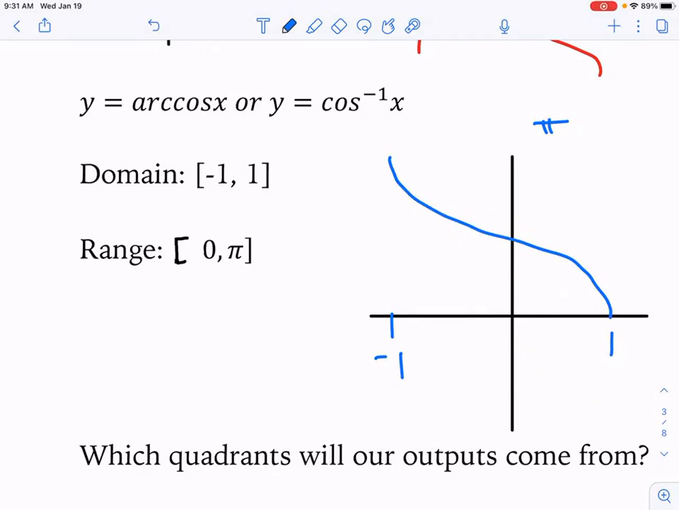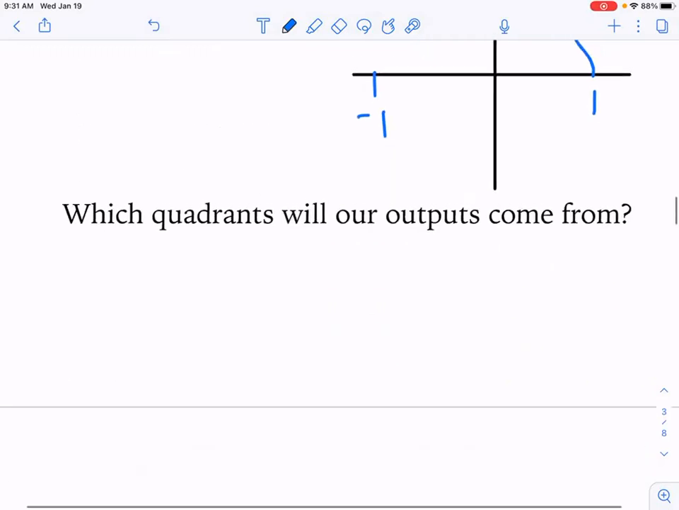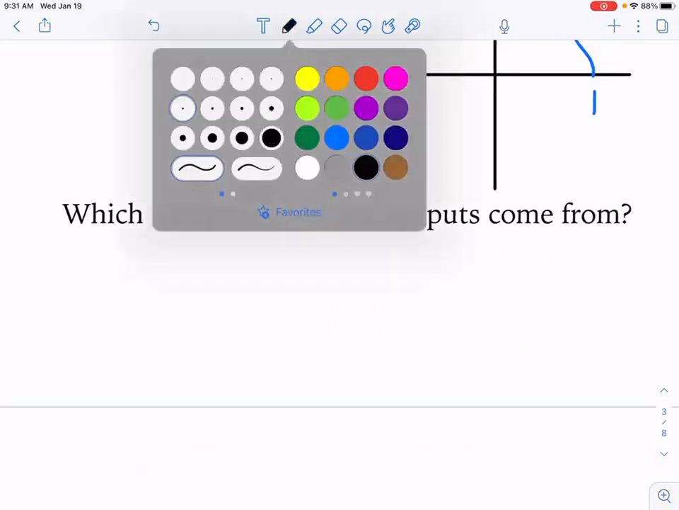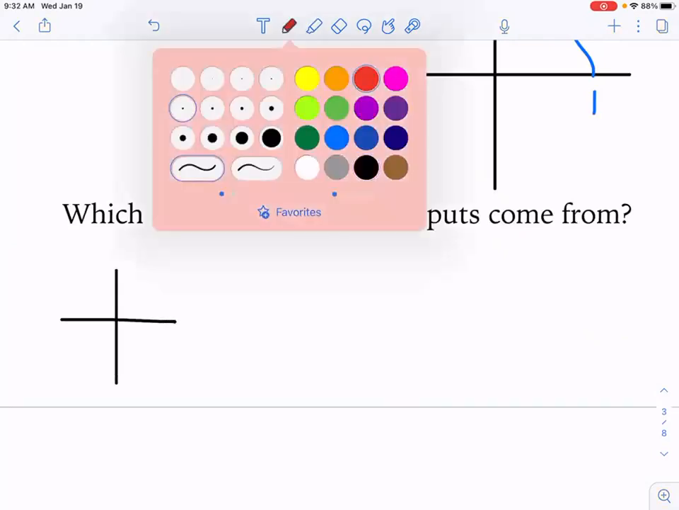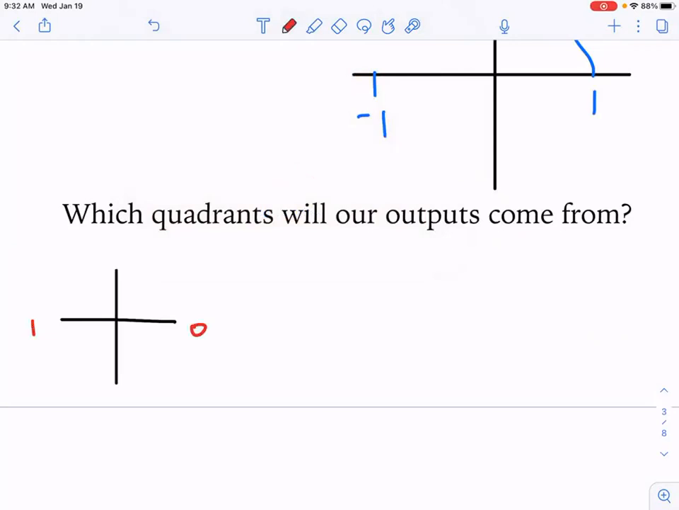Now our domain's the same, you notice that? But our range is now 0 to pi. Which quadrants would our outputs come from for inverse cosine? 1 and 2, that's different. When we're talking about our outputs for inverse cosine, 0 to pi come from quadrants 1 and 2.